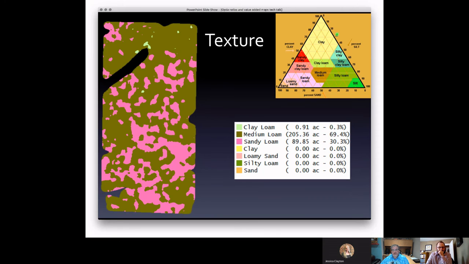Which includes the texture triangle so they can see where things are at. So this particular field, 30% of it is a sandy loam, 69% of it's a medium loam, and well under 1%, we've got some clay loam. This actually makes a lot of sense to the growers because when they see that in the field, well, yeah, that's where it's sandy, that's where it's heavier. Yeah, that really makes sense to me.